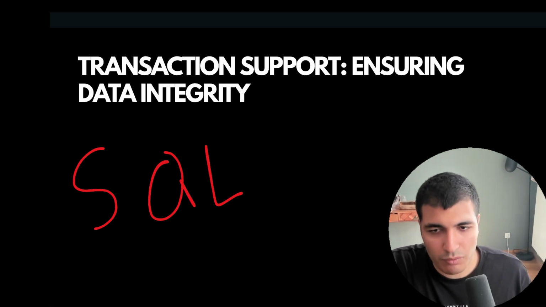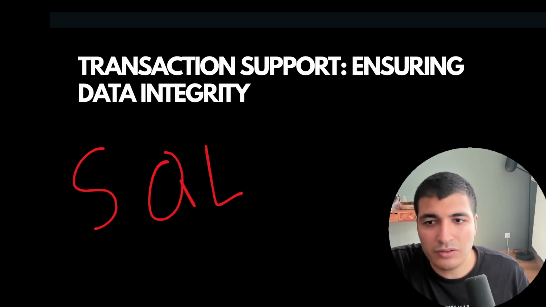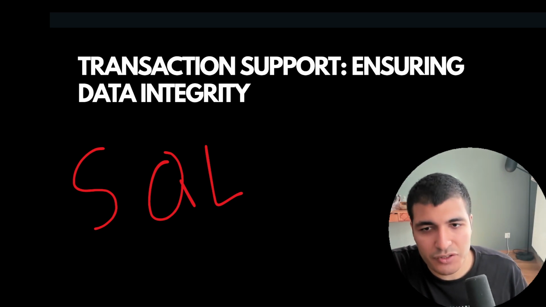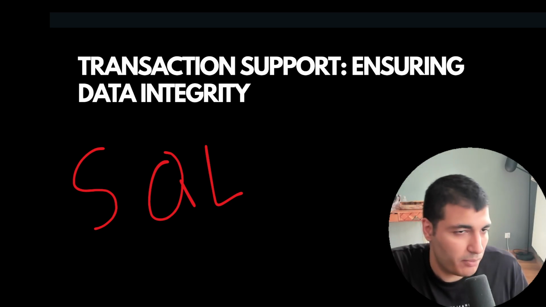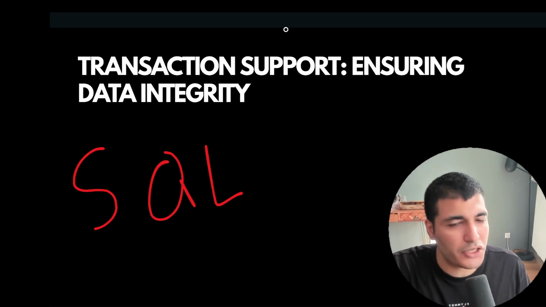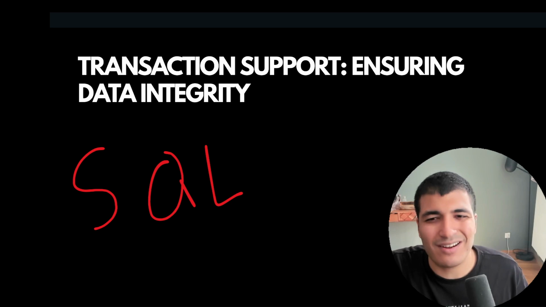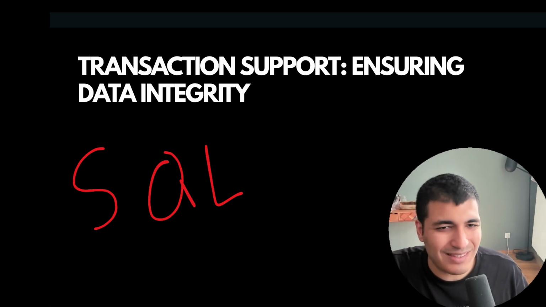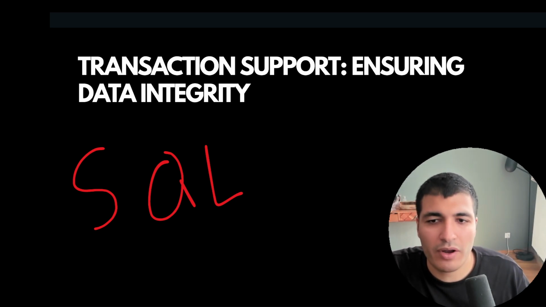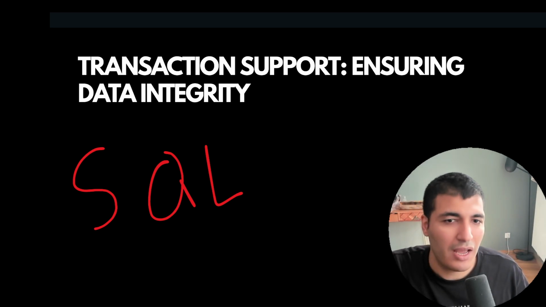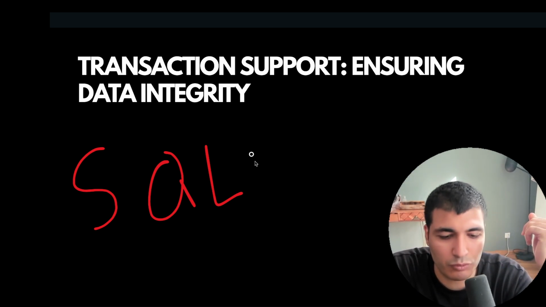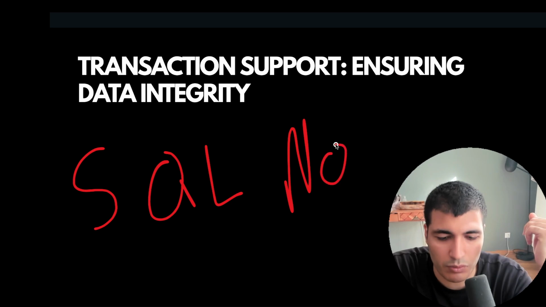If any part of the transaction fails, the entire transaction is rolled back, and once a transaction is committed, the changes are permanent. You cannot change it. This strong transaction support makes SQL databases ideal for applications where data integrity is absolutely critical, such as financial systems where every transaction must be accurate and reliable. And yeah, we can talk about NoSQL here as well.